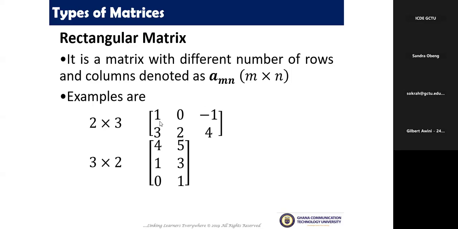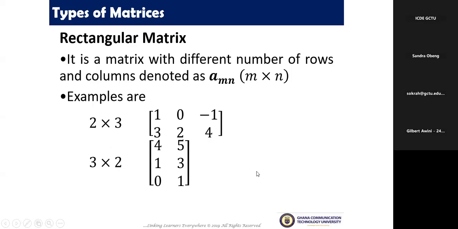So these are all examples. You could see that the number of rows is different from the number of columns. You could look at this one too. The number of rows is also different from the number of columns. So that is what a rectangular matrix is.